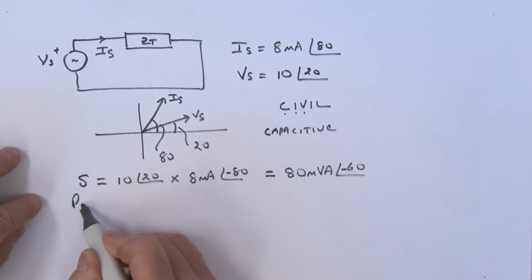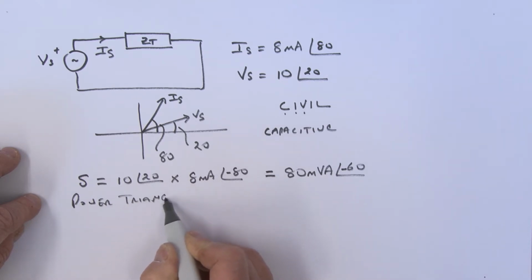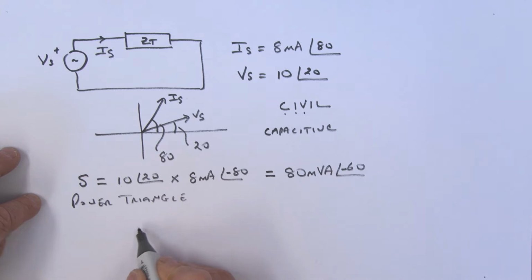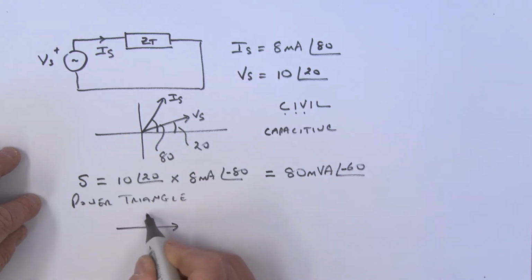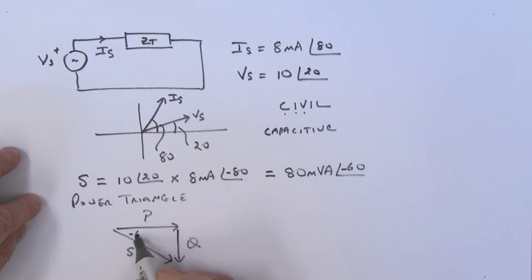We could draw a little power triangle again. So, power triangle. And what have we got? Well, we've got our real power. We've got the reactive power Q, and we've got our apparent power sitting here, which is S. And the angle we're talking about here is this minus 60 degrees.